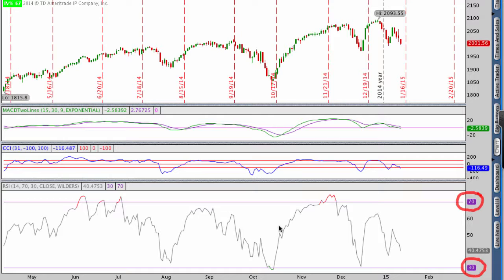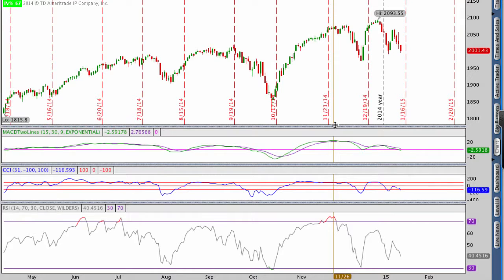Everything in between is relatively useless because you are really looking for those extreme points at which stocks become overbought or oversold. Now, when we look back in time again with CCI and MACD, and let me just try to smush these down just a little bit, here's a look at the S&P 500.